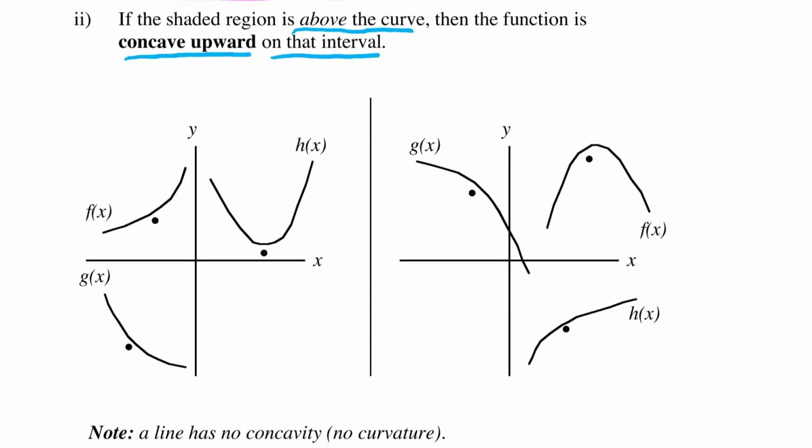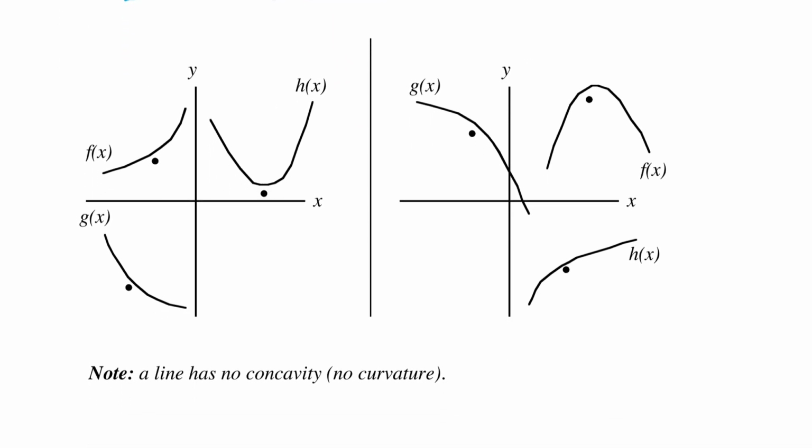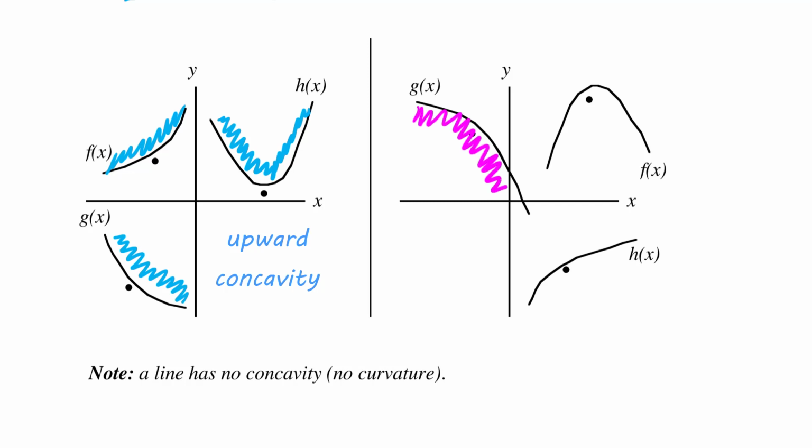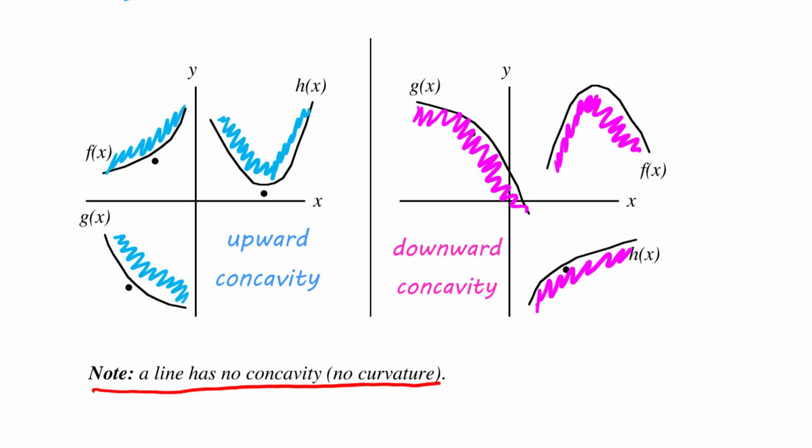I put a dot below each curve just to give us a point of reference. Each of these on the left, shaded in blue, are shading above because the curve is bending toward above, or away from that point that's below. So these all have upward concavity. In the next group, again, I put a dot below, but they're all bending toward the dot. They're all bending downward. So all of these have downward concavity. Now a line has no concavity, no curvature. That's another name for concavity.